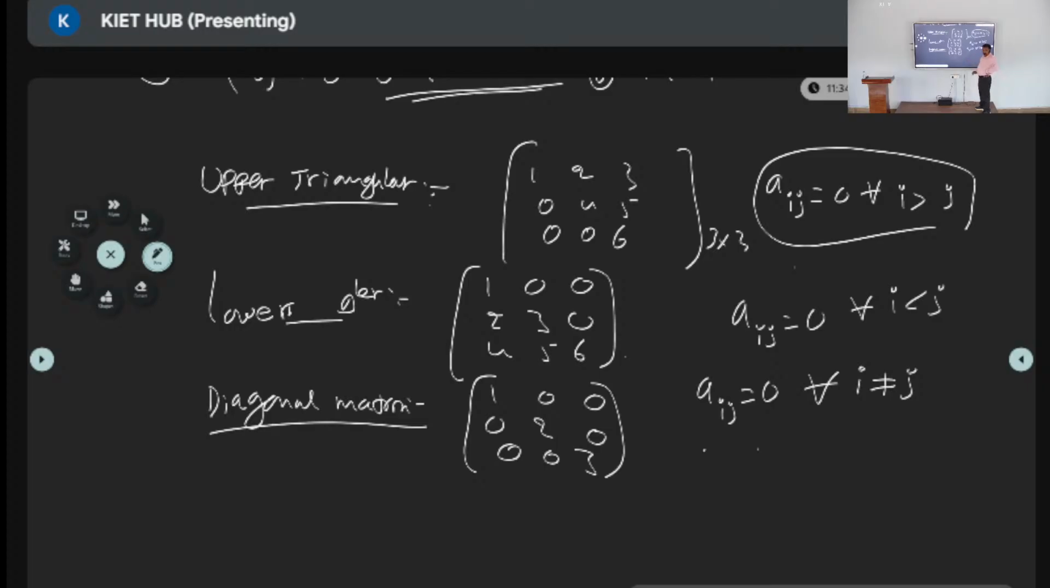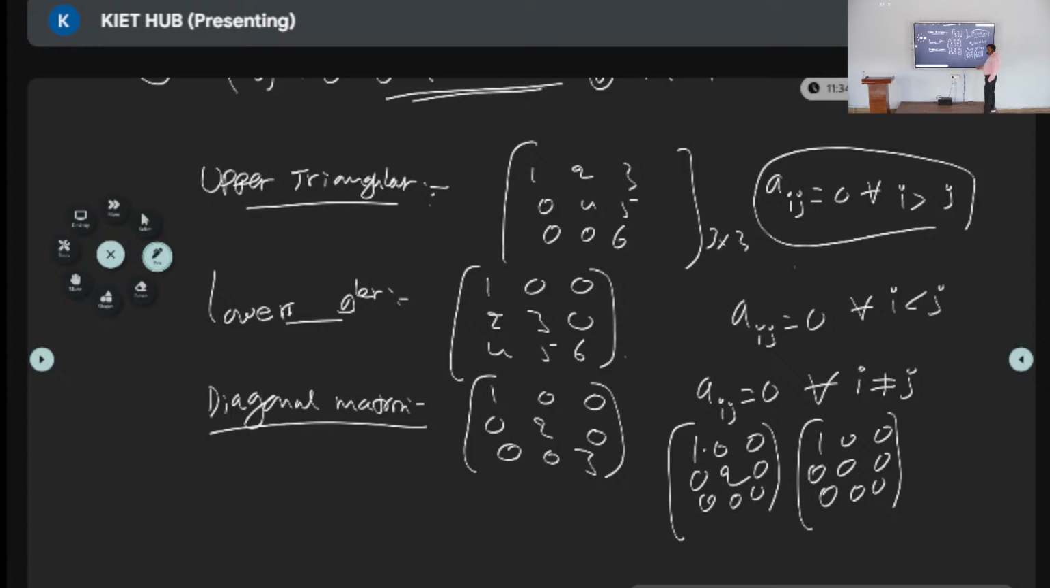What are the... ఇక్కడ చూడండి అమ్మా. Non-diagonal elements must be zeros. Diagonal elements may or may not be zeros. 1 0 0, 0 2 0, 0 0 0. This is also a diagonal. 1 0 0, 0 0 0, 0 0 0. It is also a diagonal. What is the condition here? Non-principal diagonal elements must be zeros. ఏమో అర్థమవుతుంది కదా? Are you all understanding? Non-principal diagonal elements are zeros. Principal diagonal elements may or may not be zeros. Then it is called the diagonal matrix.